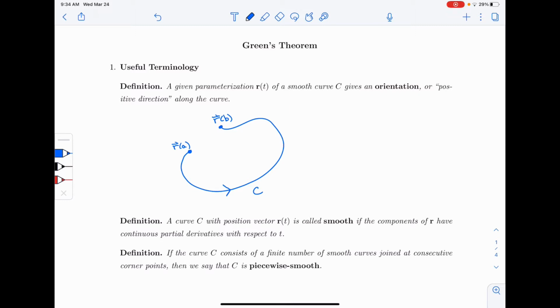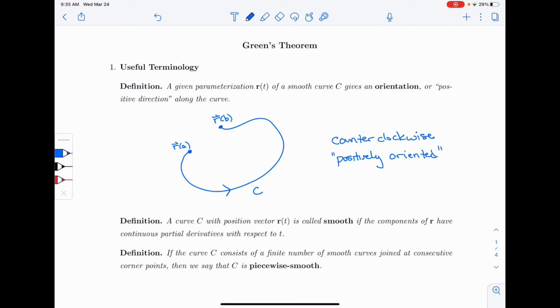Now, if we move in a counterclockwise direction, then by convention, we will call that positively oriented. So if our curve is parameterized by r of t and that moves in a counterclockwise direction, we're going to note that as being positively oriented.